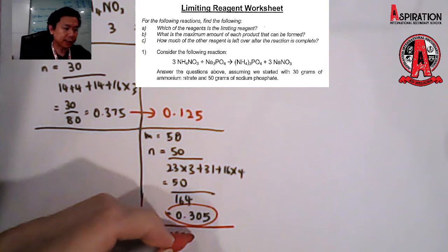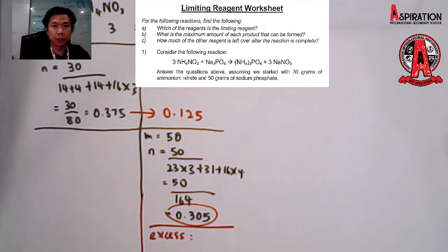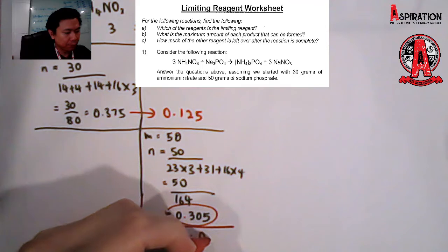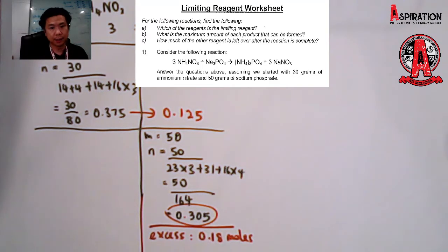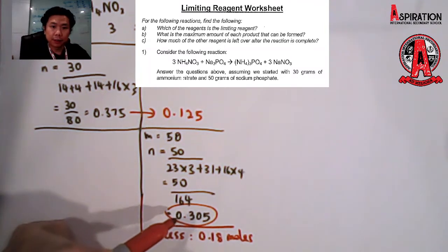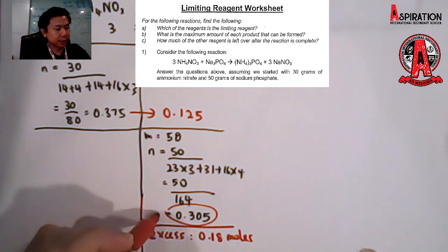And how much excess moles of sodium phosphate do you have? You need to do a subtraction. You've got 0.18 moles in excess. So sodium phosphate is the one in excess.